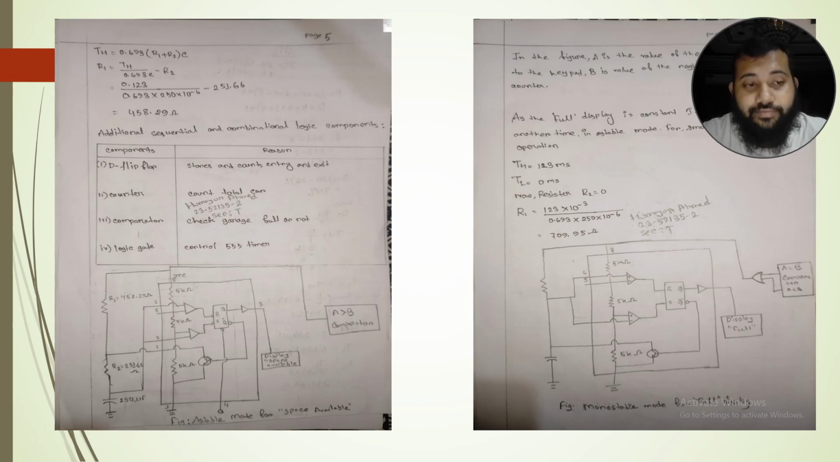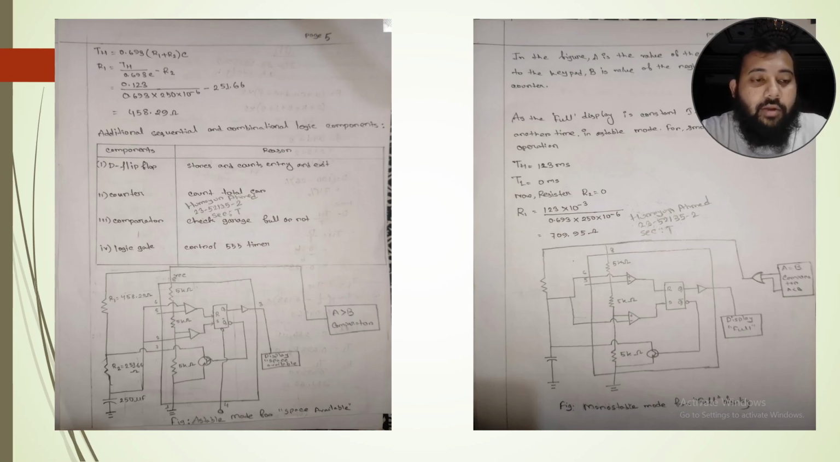Due to the display pattern, space available is displayed in a blinking fashion, and therefore it is connected to a timer in astable mode. The display full is connected to a timer in monostable mode. The first one is the timer for space available.